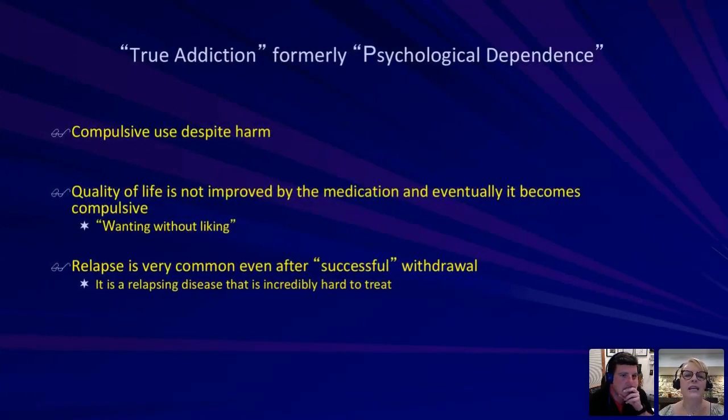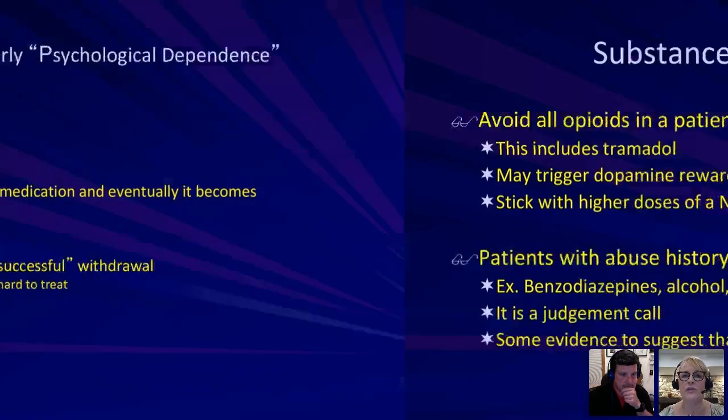And then last thing here, just in terms of those definitions, is true addiction, or what we used to call psychological dependence. It is a disease. It's not really a choice, other than the choice being I'm going to go seek help to be treated for my opioid use disorder. But there are genetics involved here. There's brain chemistry. There are lots of different factors to true addiction. But the definition of it is compulsive use despite harm. The patient's life is not made better by continual use of these opioids.